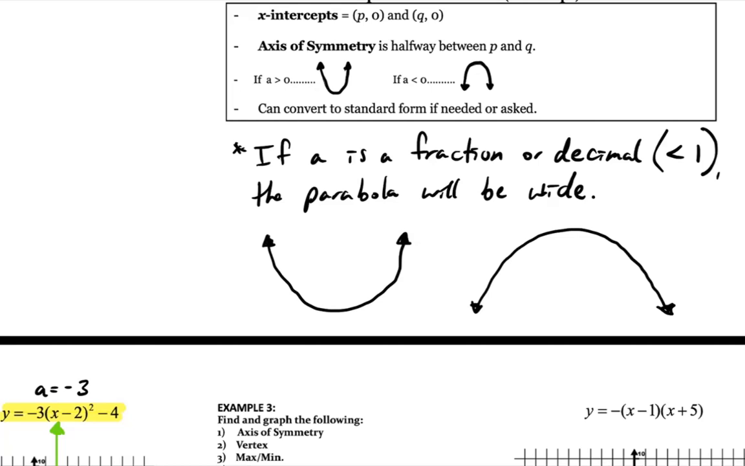Okay, so if A is a fraction. Now, like I said, I'm not talking about a decimal that's above 1, like 5.1 or 2.3. I'm talking about decimals that are smaller than 1, 0.25, 0.5, stuff like that. Okay, it's going to be wider than usual.